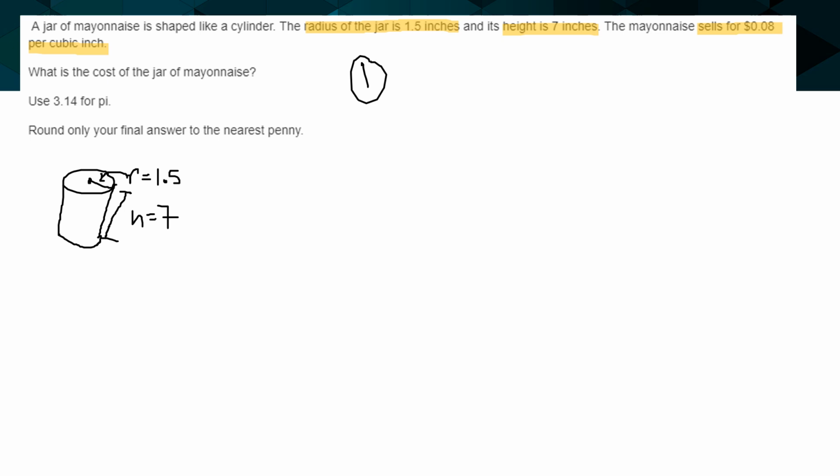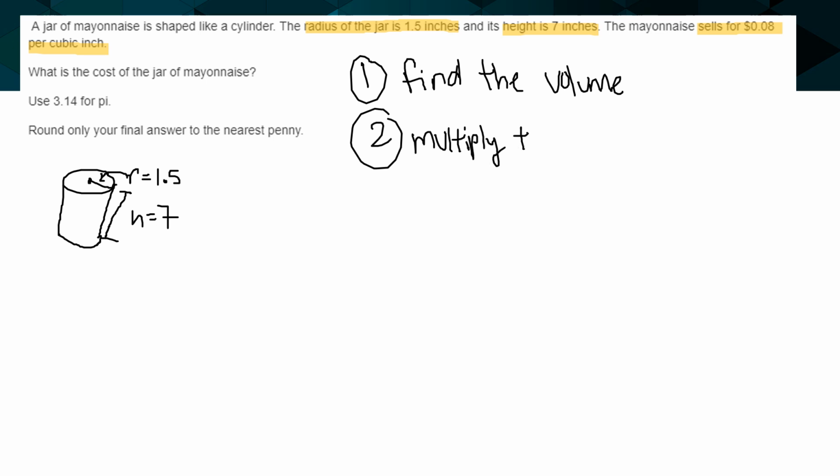All right, so we have 2 steps to take here. Okay, step 1, find the volume. Step 2, multiply the volume by the cost. And that's it. Okay? So first, what is the formula for volume? The formula for volume of a cylinder is volume equals pi r squared h, or pi times radius squared times height. So we're going to let r equal 1.5, and we're going to let h equal 7.